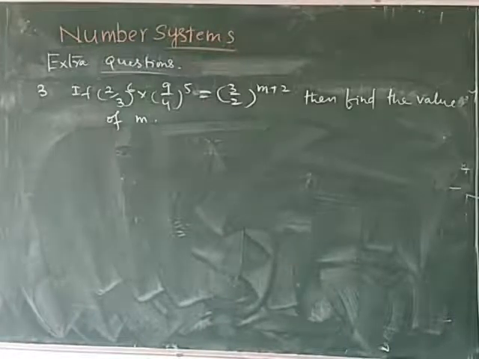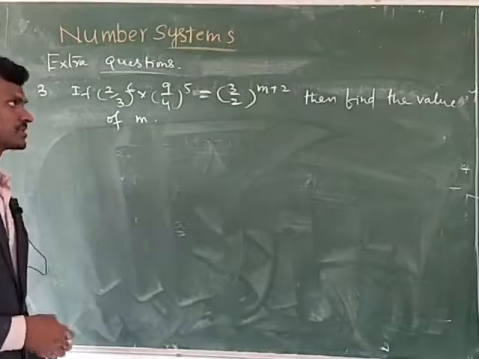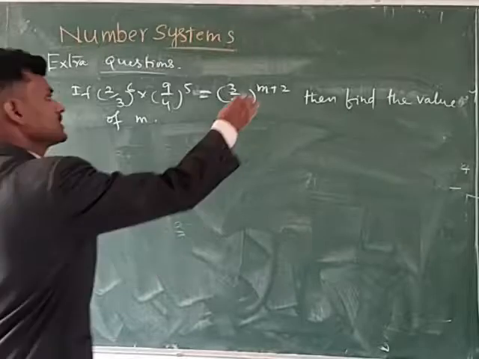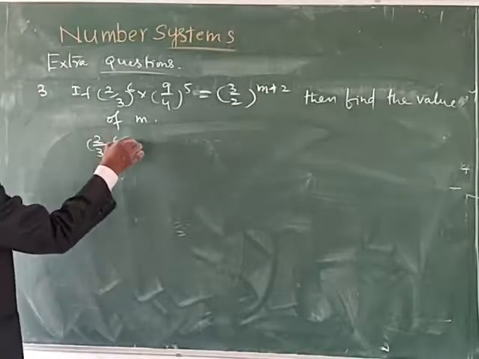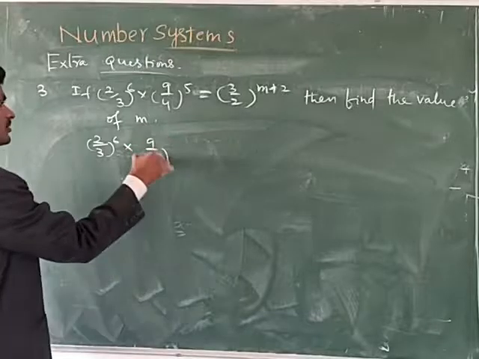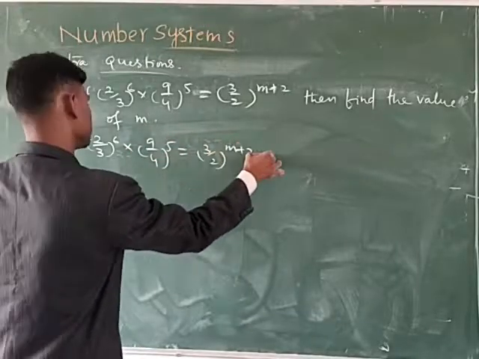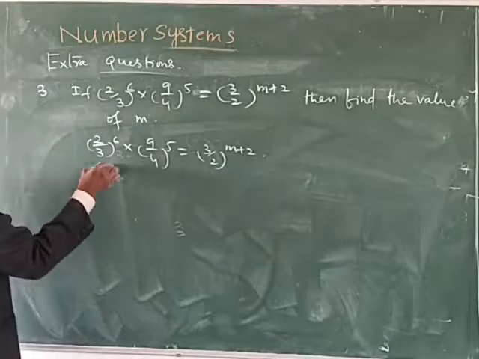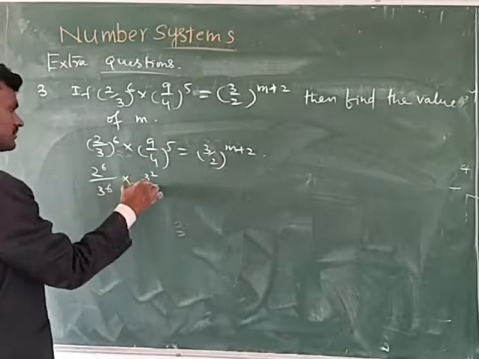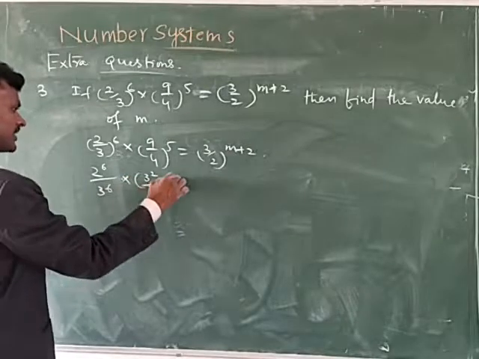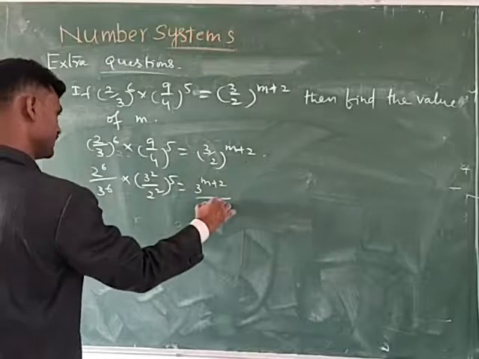Next problem: if 2 by 3 whole power 6 into 9 by 4 whole power 5 is equal to 3 by 2 whole power m plus 2. Now very easy, this one you write as 2 power 6 by 3 power 6. Next, this is 3 square by 2 square whole power 5 you can write here. Here 3 power m plus 2 by 2 power m plus 2.